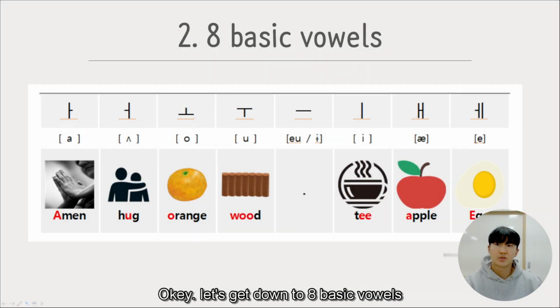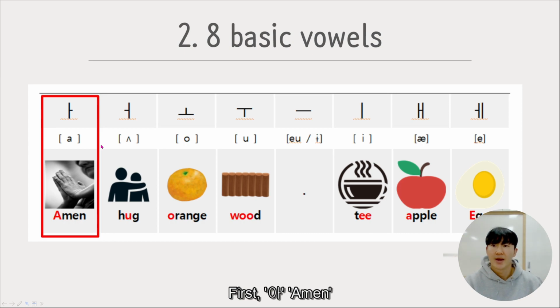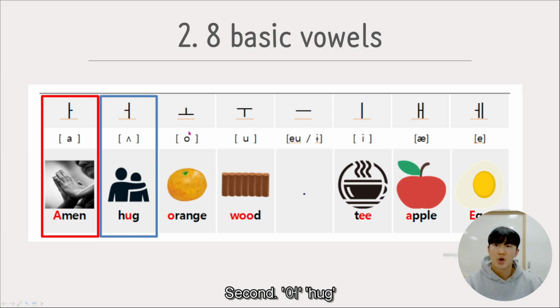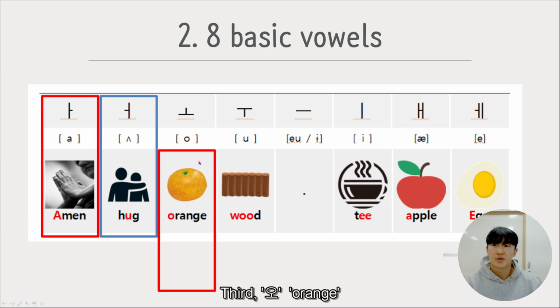Okay, let's get down to the 8 basic vowels. Pronounce the basic vowels along with me. First, a, amen. A, amen. Second, hug. Hug. O sound is similar to U in hug. Third, orange. Orange.